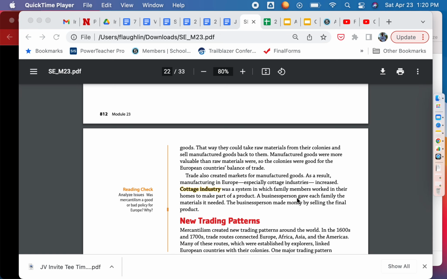A business person gave each family the materials it needed, and the business person made money by selling the final product. So in this case here, let's take, for example, cotton. Cotton would be grown in the American colonies. Then it would be shipped over to England, and it's over in England where you had these cottage industries, okay? Now, in a cottage industry, no one family would make a product from start to finish. So let's say you're trying to make that cotton into some kind of clothing, like a shirt or pants or something like that. A family might, for instance, have the job of taking the seeds out of the cotton.